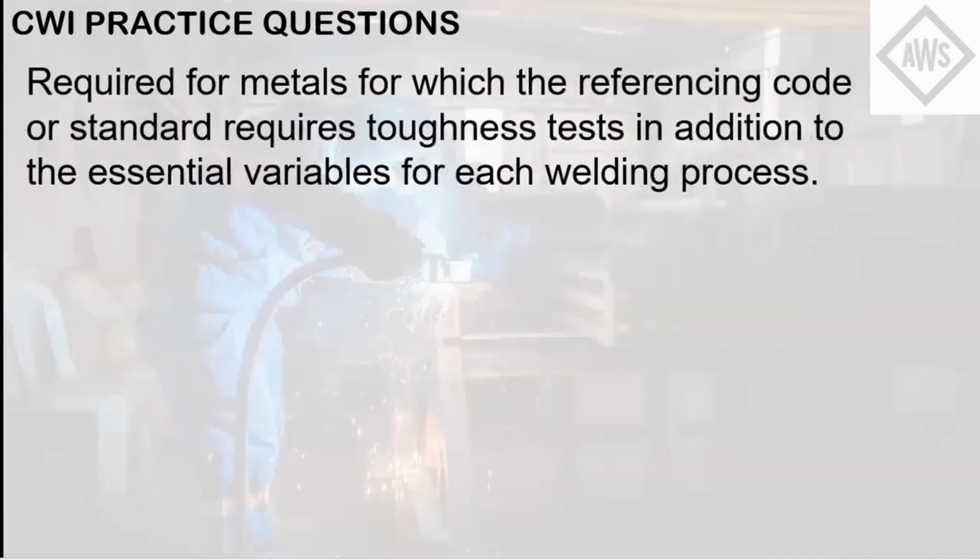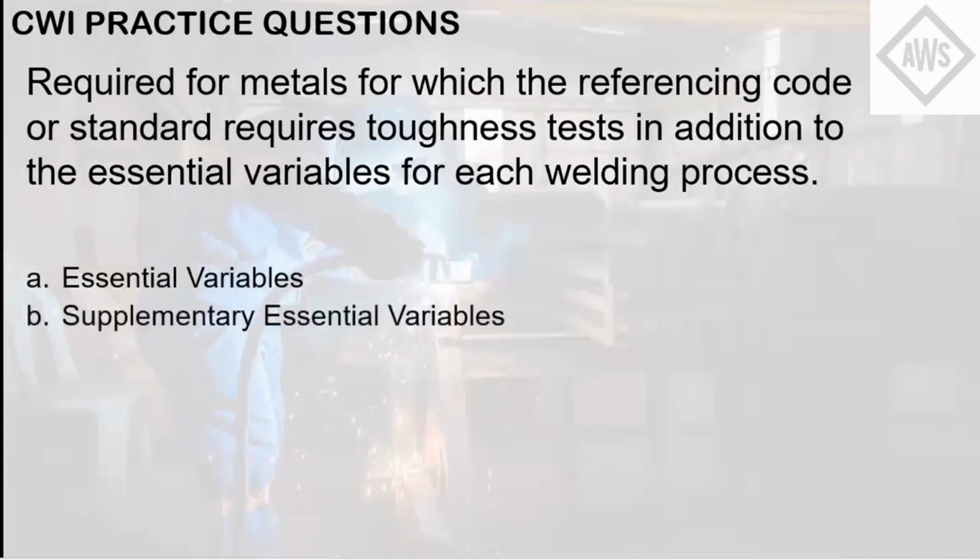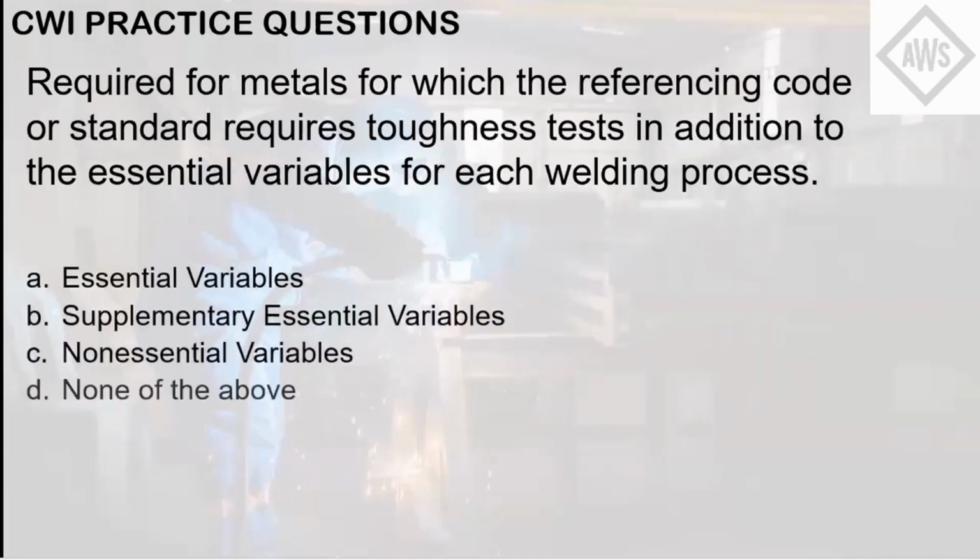Next question. This is required for metals for which the referencing code or standard requires toughness test in addition to the essential variables for each welding process. So what do you call this variable? Letter A, essential variables. Letter B, supplementary essential variables. Letter C, non-essential variables. Letter D, none of the above.